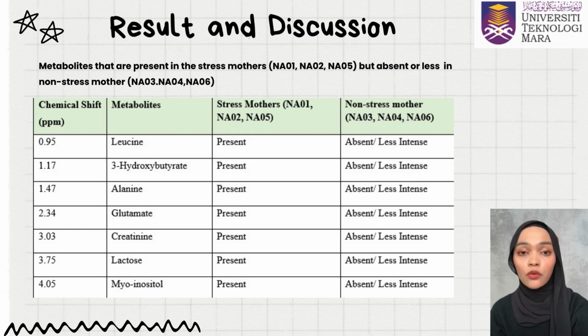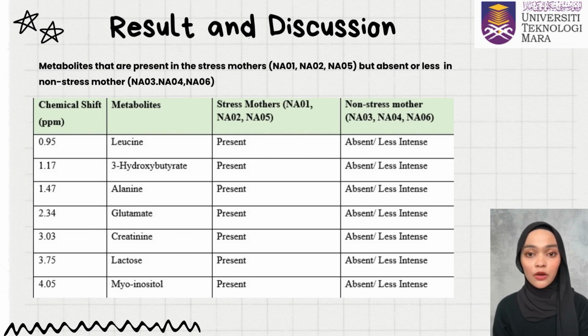The most abundant metabolite found in human milk, lactose, was also found in the milk of stressed mothers. The chemical shift range for lactose is 3.70 to 3.80 ppm. As we know, lactose is the primary carbohydrate in human milk, crucial for providing energy to infants. Variation in lactose level due to maternal stress could impact the calorie intake and energy provision for the infants.